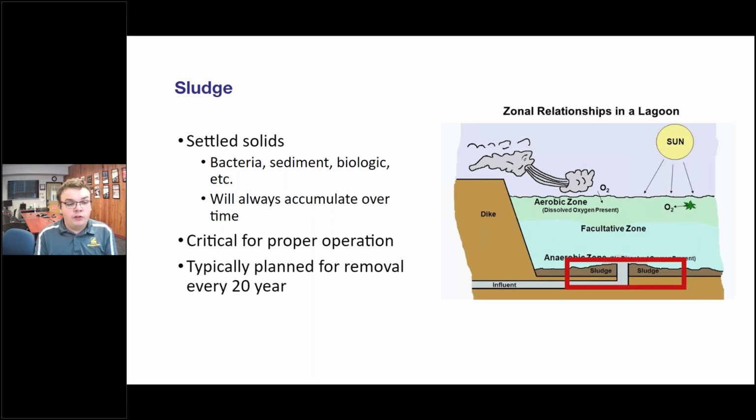But it's also critical for proper operation of the lagoon system. The sludge layer is holding on to all the bacteria and biologic material. So if something happens to the wastewater itself, where it wipes out your existing ecosystem inside the wastewater, the sludge is able to help inoculate some of the waste, so you always have some biologic material and activity within the system.